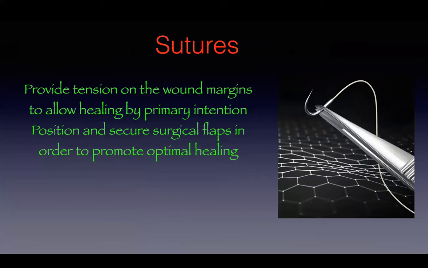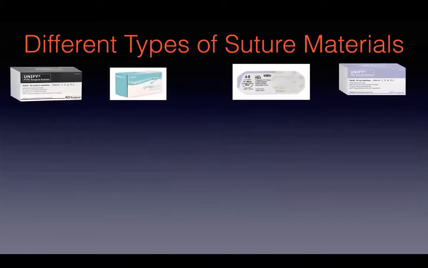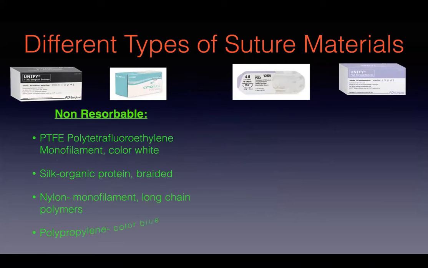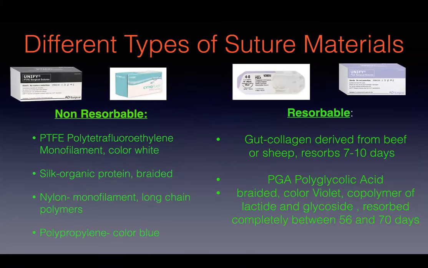Sutures, they provide tension on the wound margins to allow healing by primary intention, position, and secure surgical flaps in order to promote optimal healing. For different types of suture materials, PTFE, monofilament, you've got silk, nylon, polypropylene, and on the resorbable side, you've got chromic gut, polyglycolic acid. These absorb very slowly, some as low as 56 days up to maybe 70.